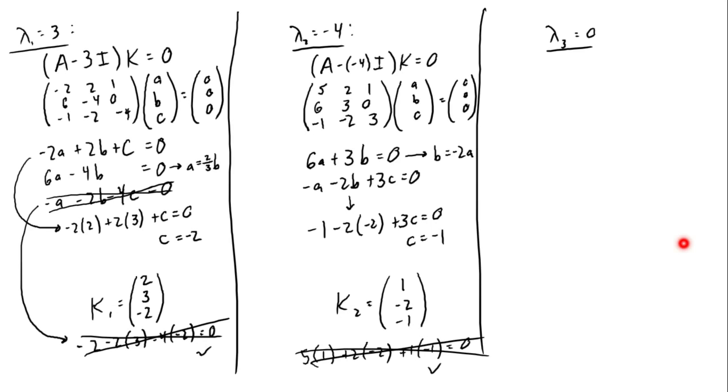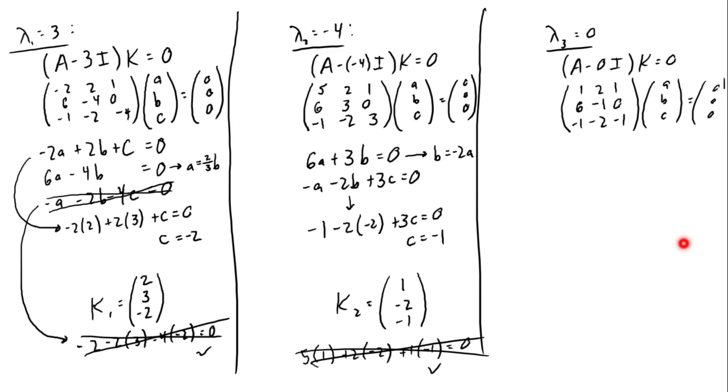Let's do the third eigenvector, or eigenvalue. So A minus 0I this time times k is equal to 0. Okay, I'm going to subtract nothing, so I'm just going to use A as is. We have 1, 2, 1, 6, negative 1, 0, negative 1, negative 2, negative 1 times a, b, c equals 0.